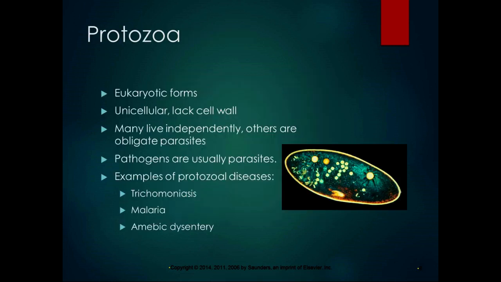So protozoa are another eukaryotic form. They are unicellular. They don't have a cell wall like bacteria, so it's hard to get them with antibiotics. A lot of them kind of just hang out in ponds and stuff, and they live independently. And some of them are obligate parasites, meaning that they need another cell to reproduce. So the ones that are pathogenic are usually the parasitic ones. Examples of protozoal diseases are trichomoniasis, malaria, and amoebic dysentery. So they're pretty serious little beasts. Pretty under the microscope, though.